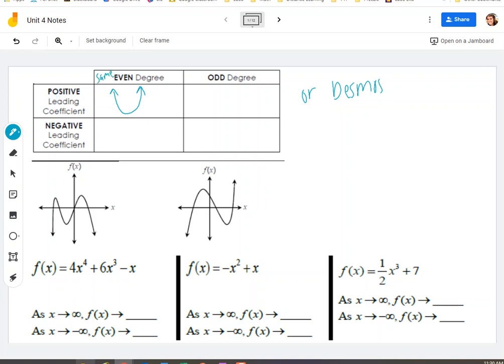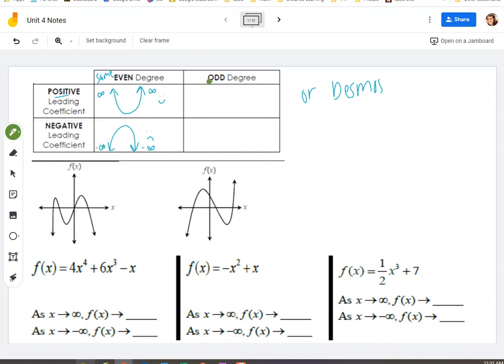And I think about how positive people are smiling and negative people are usually frowning. So the end behavior is the same. It's both up or both down to negative infinity. So we have negative infinity and negative infinity. And here we have positive infinity and positive infinity.